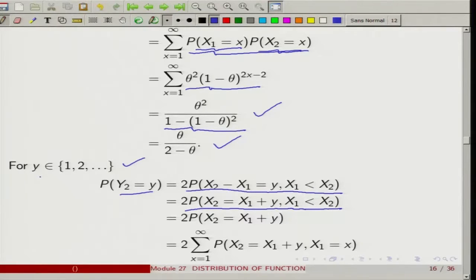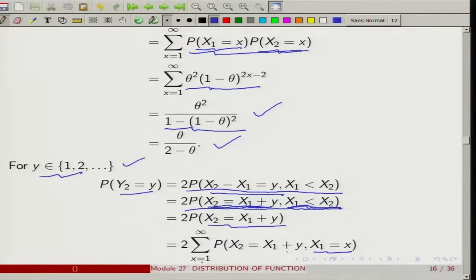But note that here y is always greater than or equal to 1. If y is greater than or equal to 1, then x1 plus y is always bigger than x1. So, that means if this happens, this is always guaranteed. So, that means this event implies this event. So, that is why their intersection would be same as probability x2 is equal to x1 plus y. So, here now I apply the theorem of total probability on the values of x1. X1 can take value x, where x is from 1 to infinity. So, this is 2 times summation x equal to 1 to infinity, probability x2 is equal to x1 plus y and x1 is equal to x.